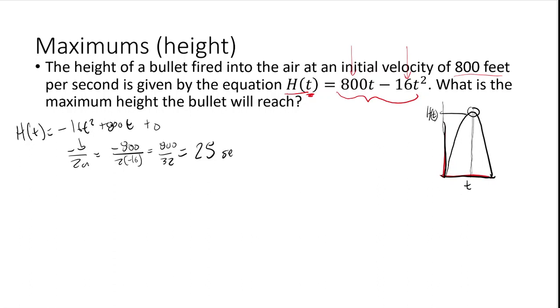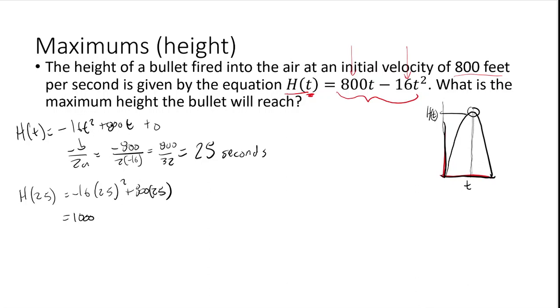So after 25 seconds, this bullet reaches a maximum. I want to plug this 25 back in to find what that height would be. So it's literally h(25). That would be negative 16 times 25 squared plus 800 times 25. I'm going to have to do it in my head again. 25 squared is 625 times negative 16. Let me think about that real quick. Yeah, of course it's negative 10,000. But then we need to add 800 times 25, which is going to give me positive 20,000, because 800 times 25 is obviously 20,000.